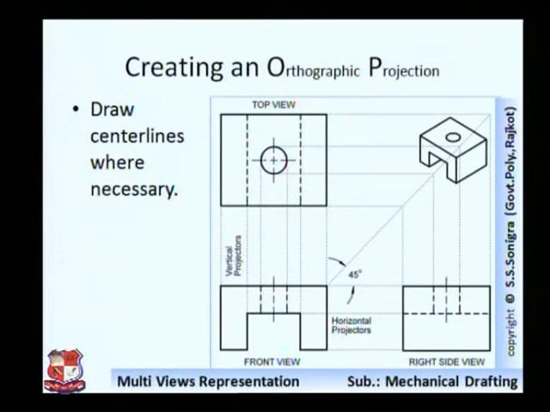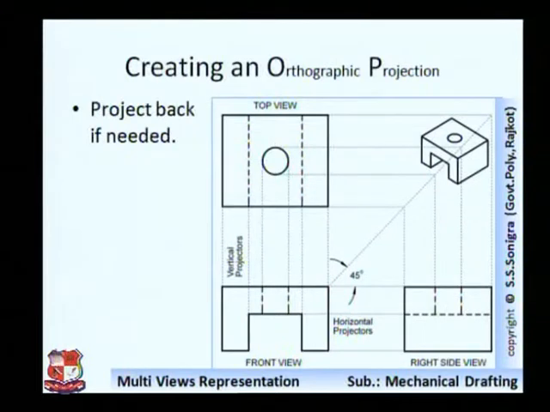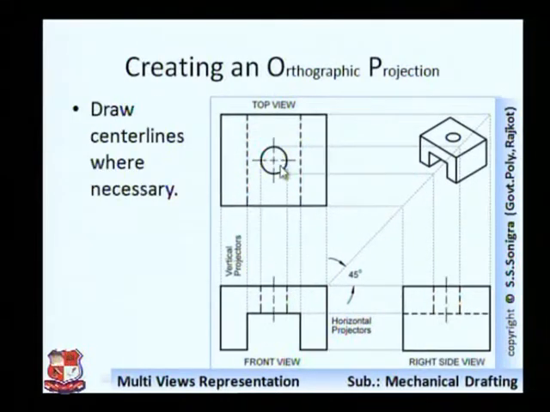Draw center lines where necessary. Here a circular hole is there, a circle is there, so in the circles we have to draw center lines like this. Here also a center line should be drawn, and here also a center line should be drawn.